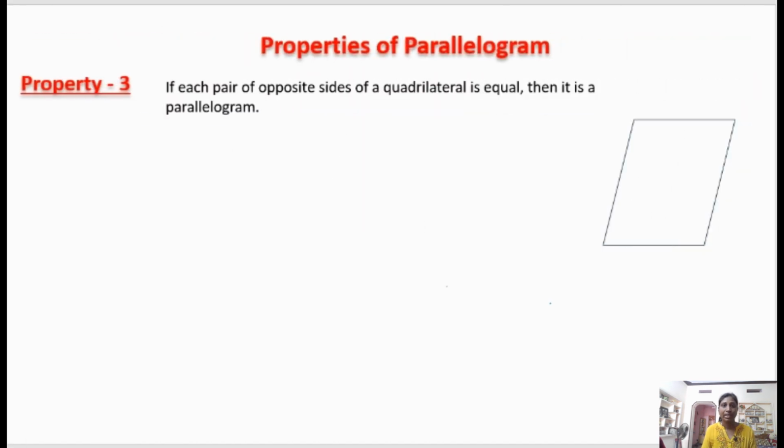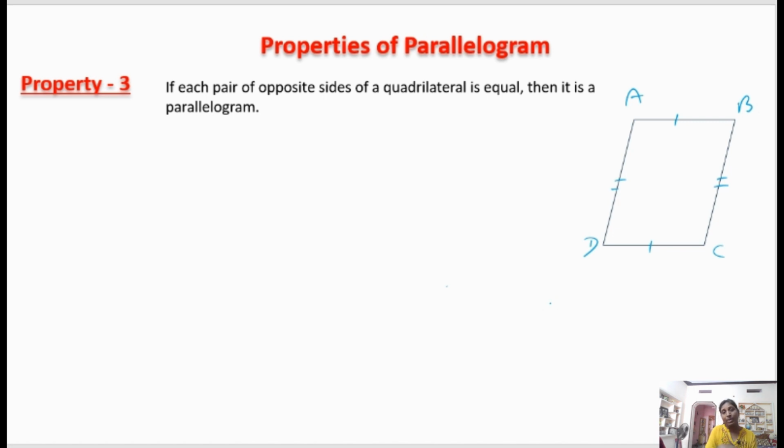Now property number 3. If each pair of opposite sides of a quadrilateral is equal, then it is a parallelogram. It means suppose it is given in a quadrilateral ABCD, opposite sides are equal. Suppose it is a quadrilateral, not exactly a parallelogram. Suppose AB is equal to DC is given, AD is equal to BC is given, then definitely we can say that it is a parallelogram. This is property number 3.